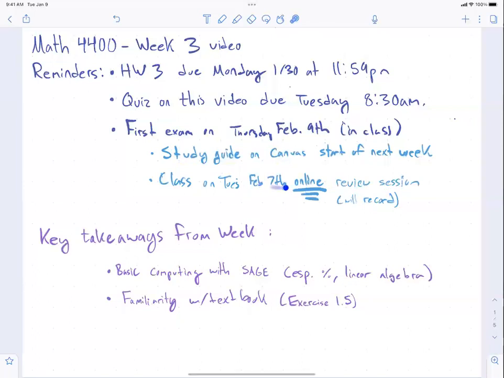Okay, good. But that February 7th, February 9th, that's not next week. That's the week after next week. I just want to point that out now.